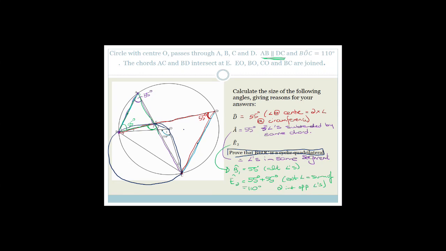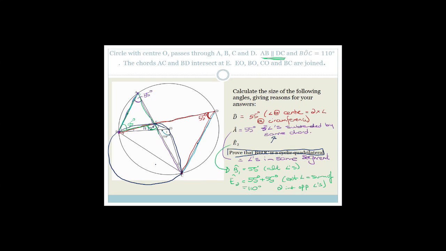But what do we know? We've actually used what we're going to use now before in this question. We've just used it to prove a number. We've just proven that this angle here is 110 degrees. We were given that this is 110 degrees. So do you agree that E2 is subtended by BC and O1 is subtended by BC? So that means they're both subtended by the same chord. Therefore we can say that because this rule works, that has to be a cyclic quad. Does everybody understand that?